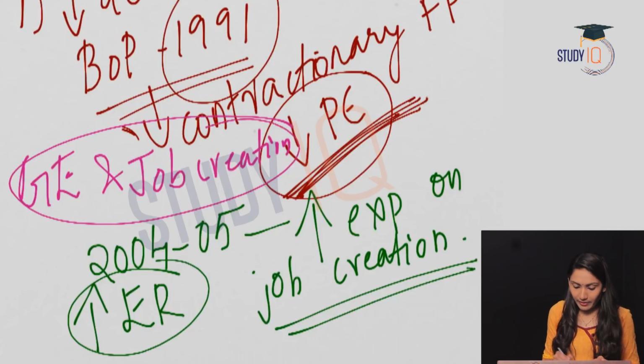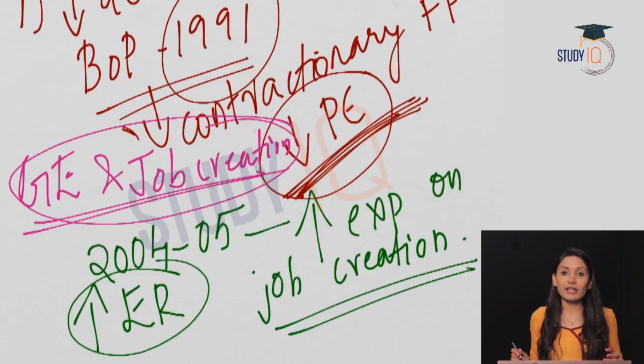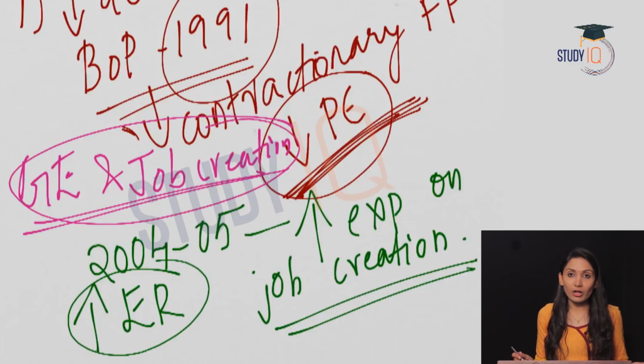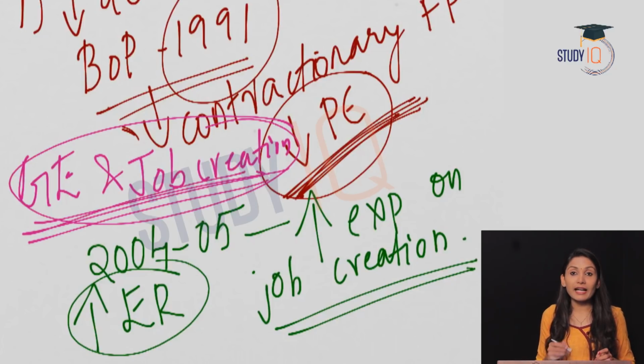That is, when the government spends more on job creation, there will be more jobs in the economy, or the employment rate goes up, and when the government's expenditure on job creation or skill development comes down, the employment rate also comes down. So the economy is highly dependent on government expenditure for job creation.